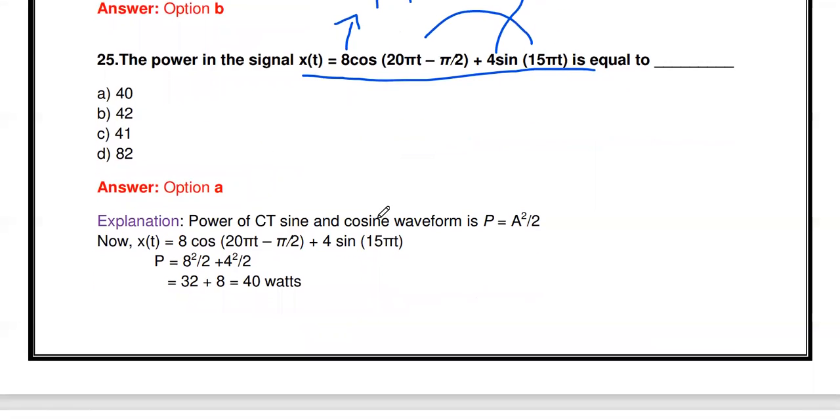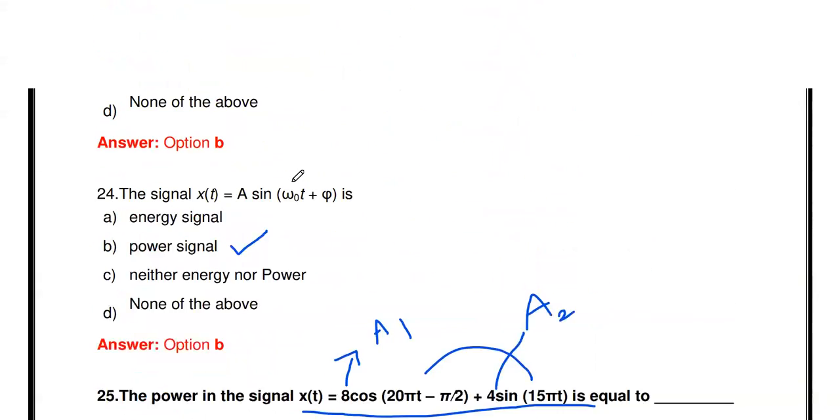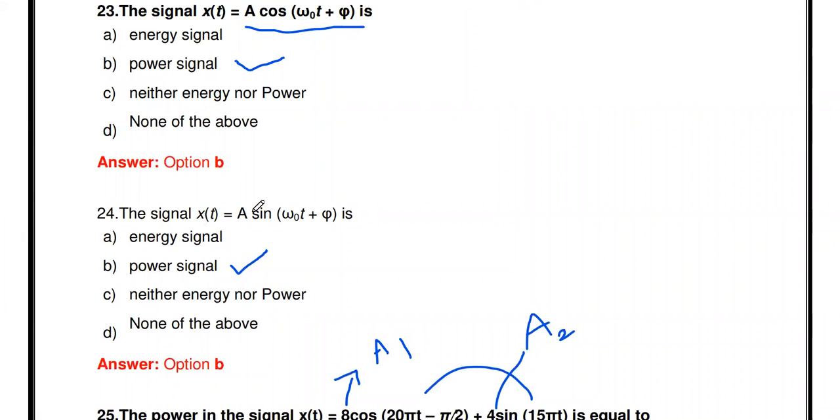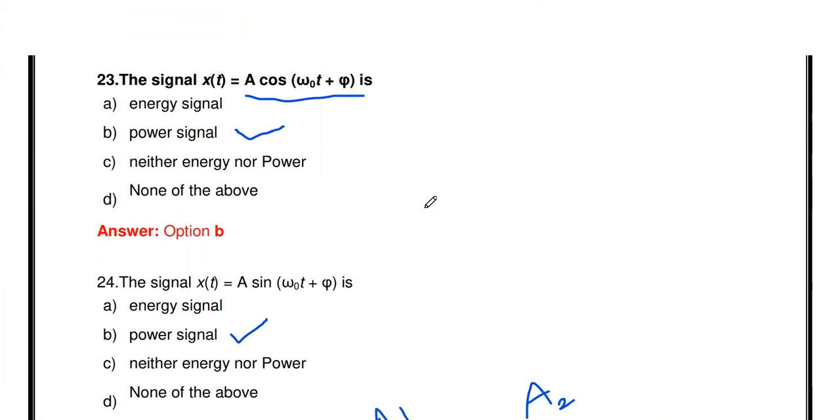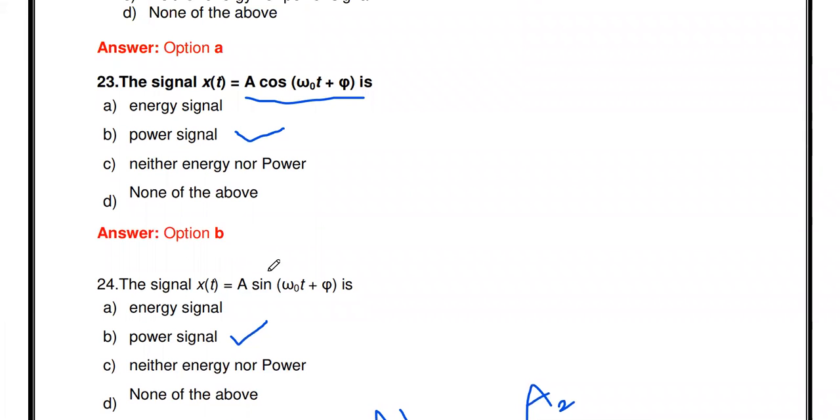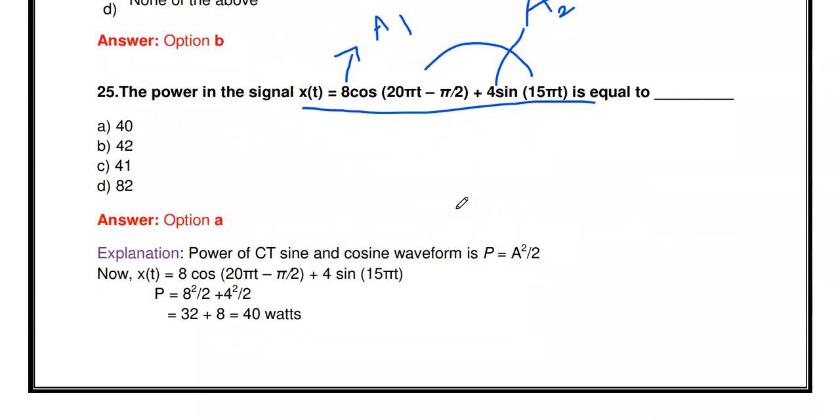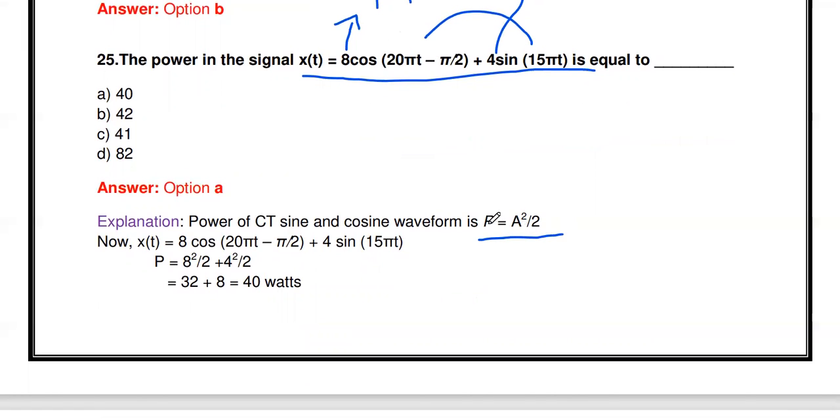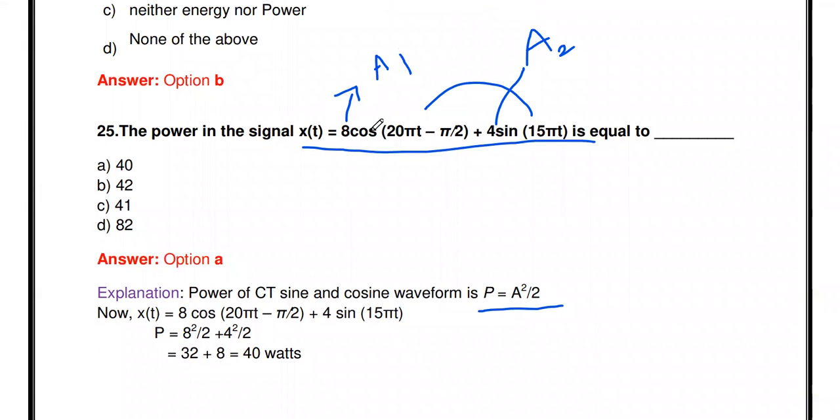Already you know that all continuous time sine and cosine waveforms, A sine(omega t plus pi) and A cos(omega t plus pi), are power signals. The power of a single sine or cosine waveform is A squared divided by 2, where A is the amplitude. In the first signal, 8 cos(20 pi t minus pi by 2), this is the frequency part and this is the angle part. While calculating power, don't worry about the frequency and angle; we only want the amplitude.